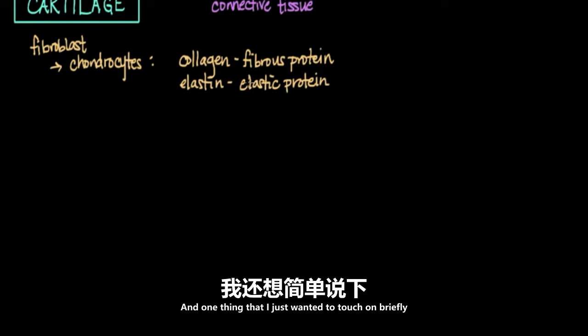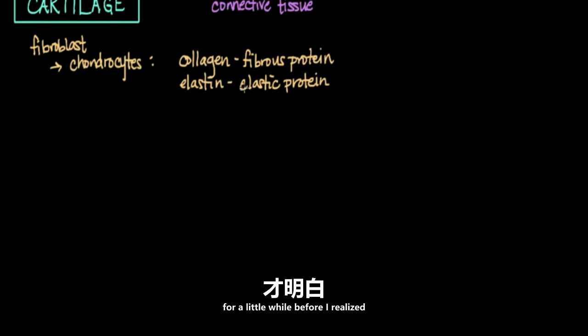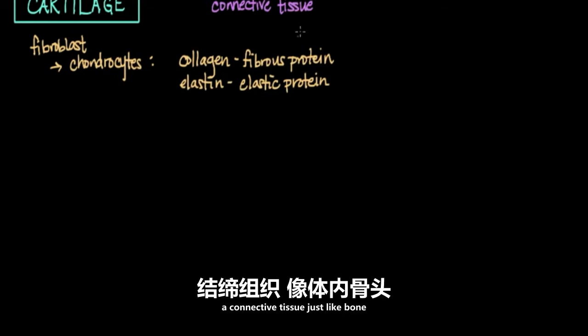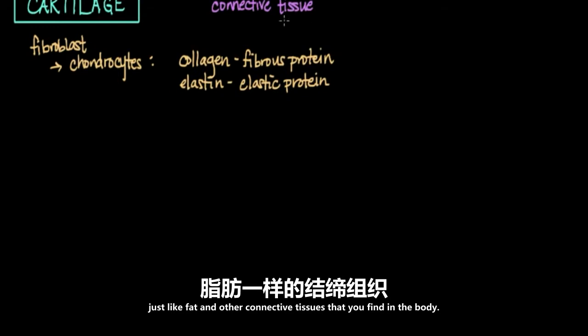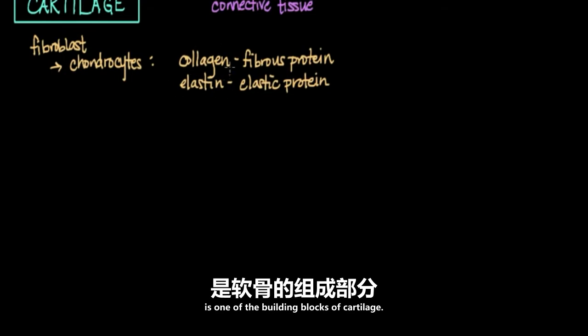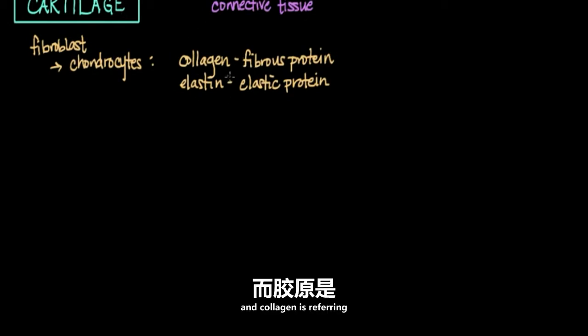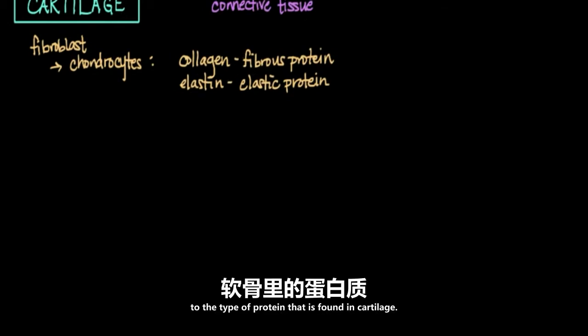And one thing that I just wanted to touch on briefly is something that I personally struggled with for a little while before I realized what it is. So cartilage basically is, as I said, a connective tissue, just like bone, just like fat, and other connective tissues that you find in the body. Collagen, on the other hand, is one of the building blocks of cartilage. So I feel like sometimes it was easy for me to confuse these two terms, but realize that cartilage is actually referring to the type of tissue, and collagen is referring to the type of protein that is found in cartilage.